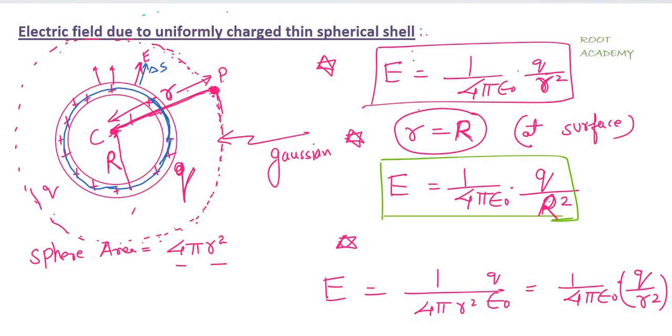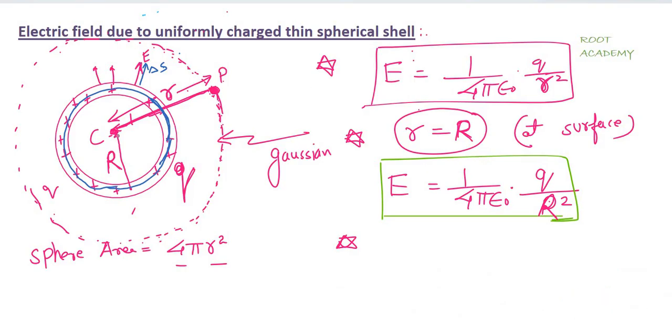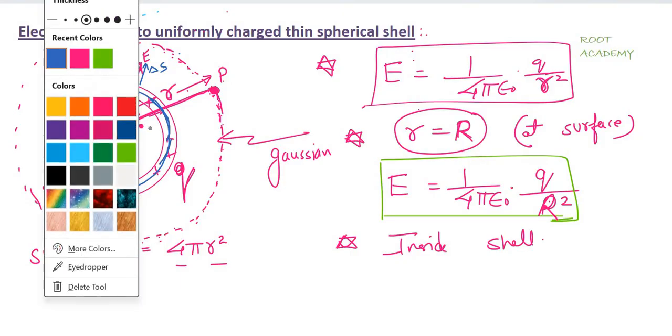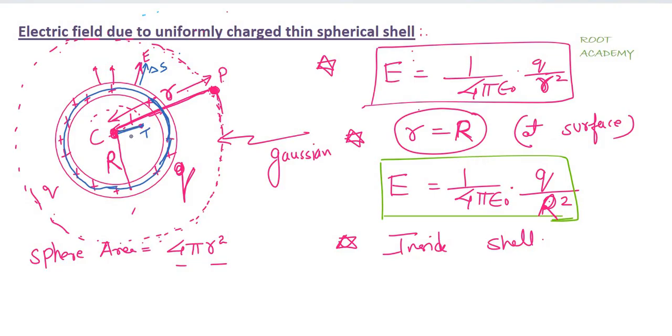Third case, we are interested in how much the electric field is inside the shell, at the center of the shell. For that, we need to apply the Gaussian surface somewhere inside. Suppose there is some point inside the shell, say this is the point T, at some random distance, maybe r dash.